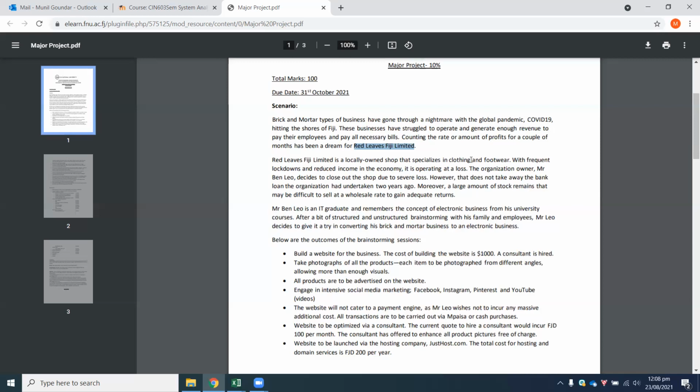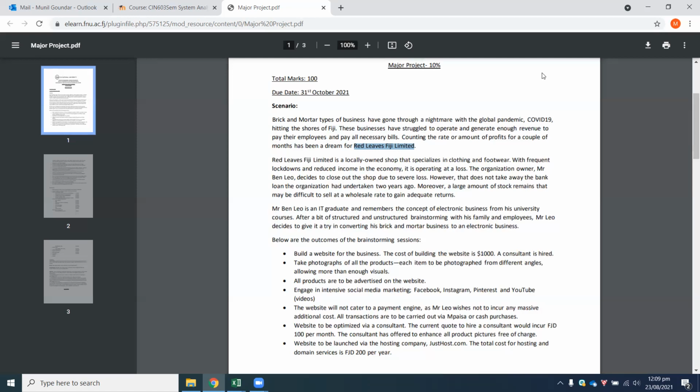So far, the information from paragraph 1 is that Red Leaves Fiji Limited is a brick and mortar type of business. That means they are a physical shop. Now, Red Leaves Fiji Limited is a locally owned shop that specializes in clothing and footwear. With frequent lockdowns and reduced income in the economy, it is operating at a loss. The organization owner, Mr. Ben Leo, decides to close out the shop due to severe loss. However, that does not take away the bank loan the organization had undertaken 2 years ago. Moreover, a large amount of stock remains that may be difficult to sell at a wholesale rate to gain adequate returns.